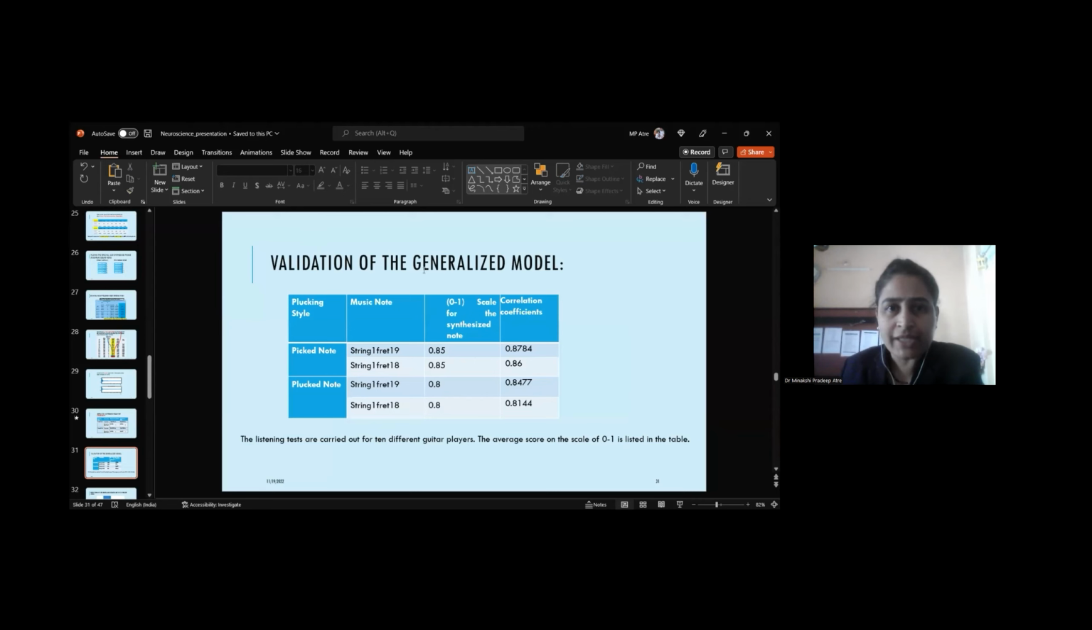Now this is the validation of the generalized model. We call this model generalized because we can take the impulse response of any single note and generate all other notes. That is called generalization. So I am not storing the impulse response of all the music notes. I am storing the impulse response of a single music note, and that is going to help me generate all possible music notes for that particular guitar.